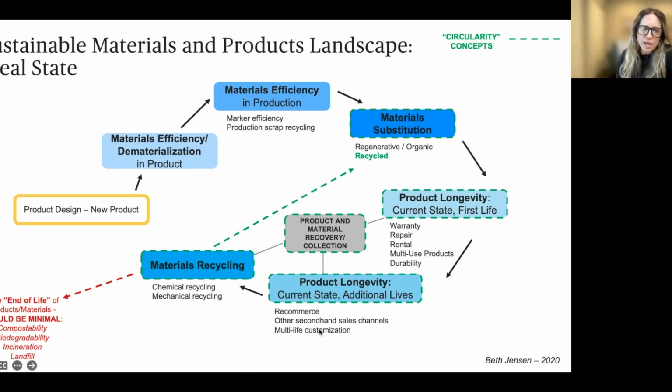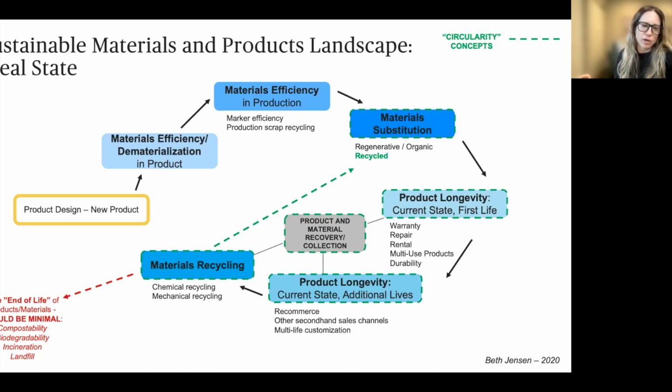And then once that product has gone through as many additional lives as it possibly can, and it can no longer feasibly be used as a product in an additional life, then what you want to do is make sure that those materials get diverted into a recycling stream. And today there's typically two categories of materials recycling: chemical recycling and mechanical recycling.